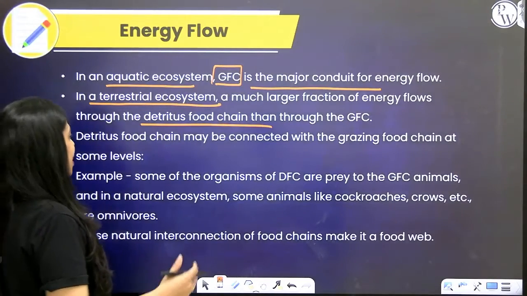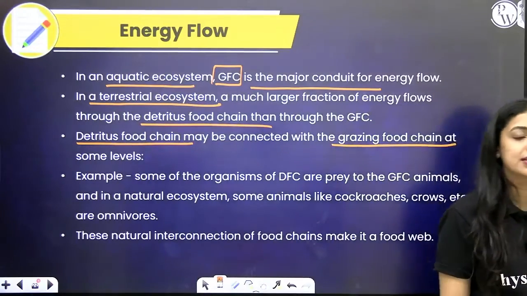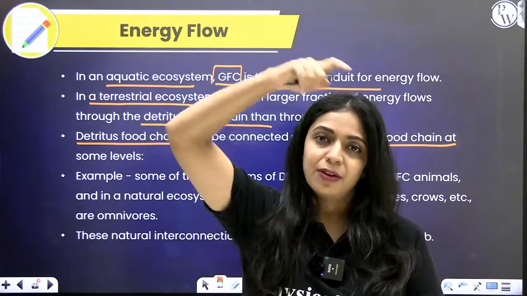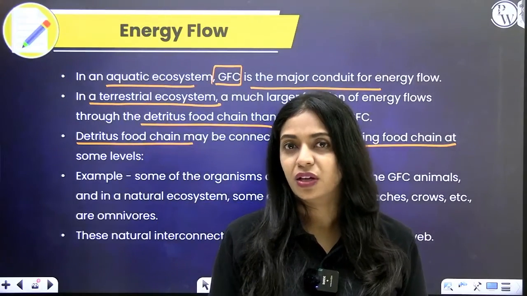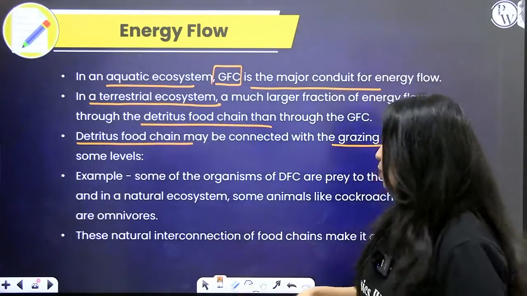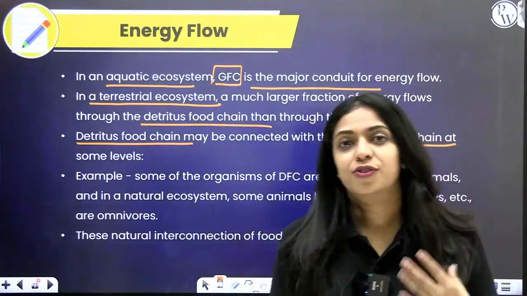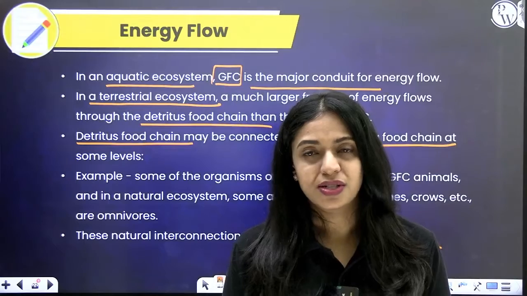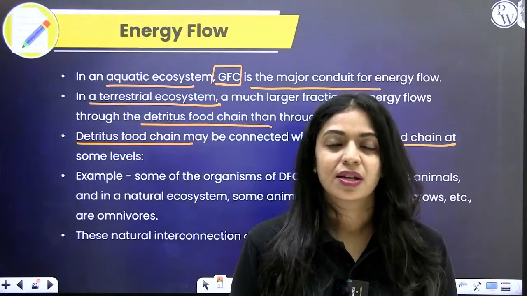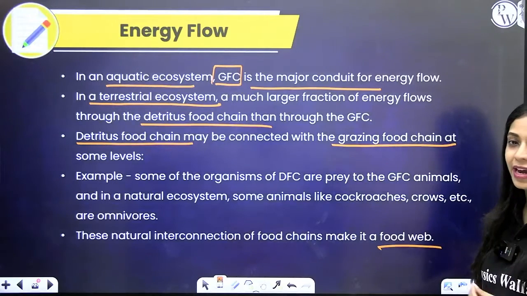There are several levels at which the DFC may be connected with the GFC. For example, there is detritus, an earthworm is feeding on the detritus, there is detritus food chain. A sparrow coming and feeding on this earthworm is grazing food chain. So in nature, there will be intersection, interconnection, which is what will give rise to food webs, right? Also, there are organisms that are not strictly herbivores or carnivores. They are omnivorous in nature. They feed on plant matter as well as animal matter. So they are omnivores. That also will bring about an interconnection between different food chains and create a food web.